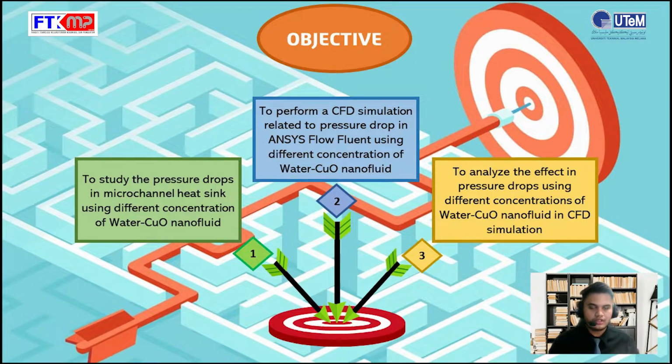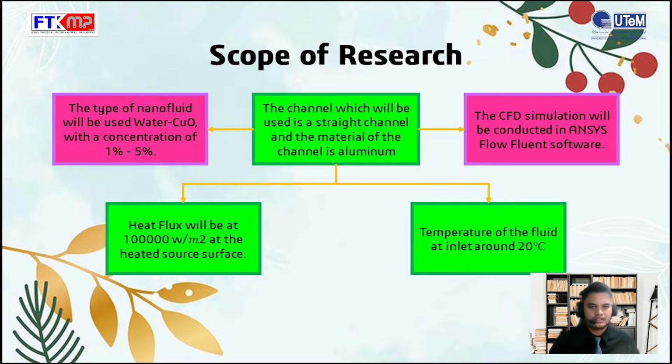So next, we go to the objective. Firstly, the objective is to study the pressure drop in a microchannel heatsink using different concentrations of water CeO2 nanofluid. Second, to perform a CFD simulation related to pressure drop in ANSYS Fluent using different concentrations of water CeO2 nanofluid. Lastly, the objective is to analyze the effect on pressure drop using different concentrations of water CeO2 nanofluid in CFD simulation.